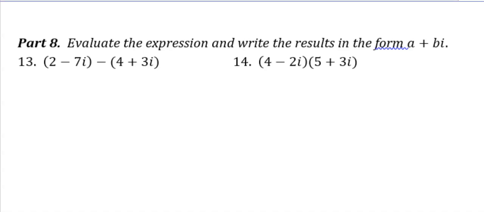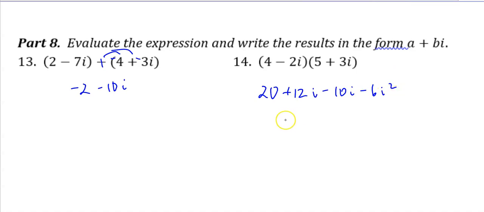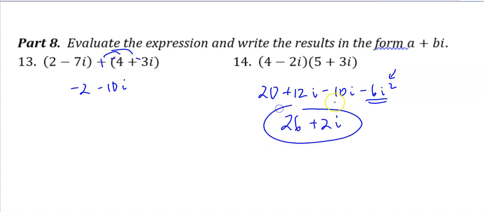Okay, so let's just evaluate, put it in the right form here. So that's subtracting. So I like to change the sign of the stuff in there. So 2 minus 4 is negative 2. Negative 7i minus 3i is minus 10i. And that's a plus bi form, so that works. FOIL it, we get 20 plus 12i minus 10i minus 6i squared. So this is really that's in the right form.